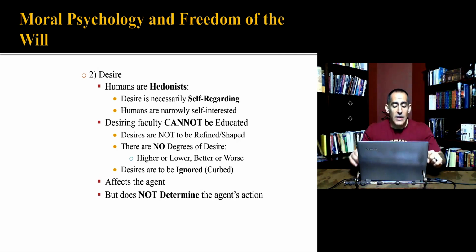Number two is desire. Kant's view of human beings is as basic hedonists, right? He thinks humans are basically self-interested pleasure seekers, and very narrowly self-interested. The desiring faculty, he believed, couldn't be educated. By desiring faculty, I just mean the ability that you have, the capacity you have to desire. This is not something you can train. It's not something you can refine or shape. There aren't different degrees of better, worse, higher, lower.